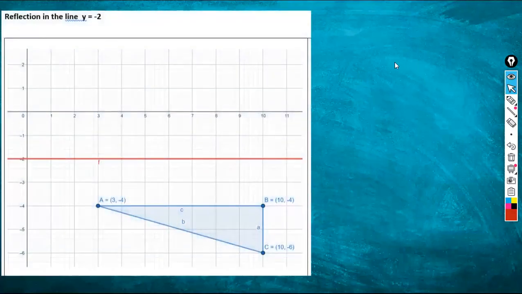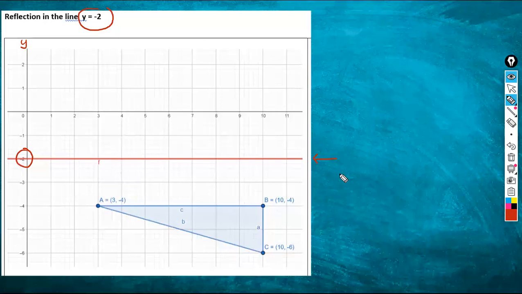Do you think you all could do this one for me? This one is a reflection in the line y is equal to -2. Now, I already drew it in for you. Remember, y equals -2 is a horizontal line going through -2 on the y-axis. Here's 0, here's -1, here's -2. So the red line is your mirror.